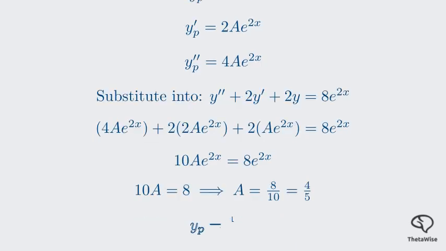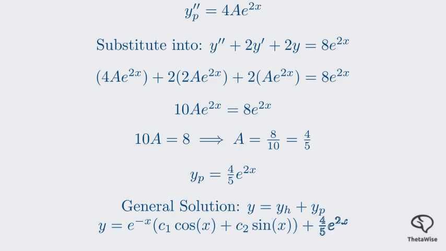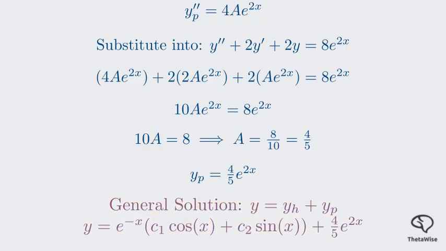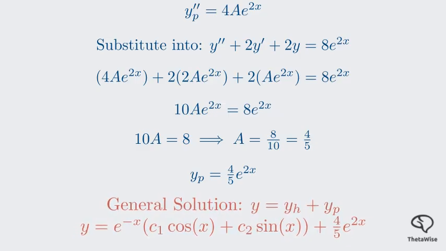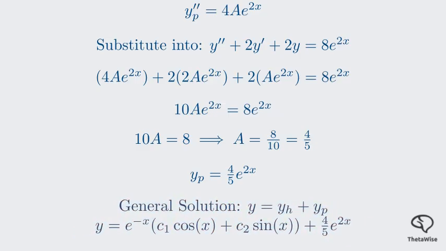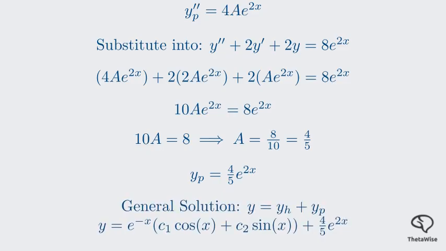Therefore, our particular solution is yp equals 4/5 times e to the 2x. The final step is to write the general solution by adding yh and yp. Our general solution is y equals e to the negative x times (c1 cosine x plus c2 sine x) plus 4/5 times e to the 2x. Remember this structure, yh plus yp. It's the foundation for solving all non-homogeneous linear differential equations.